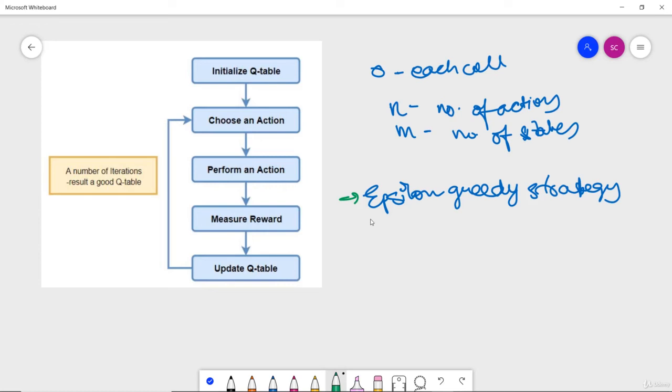Then comes the evaluation. In this step, we first measure the reward and then evaluate the Q function. So the Q evaluation will be done, the Q table will be updated, and the Q function will be maximized.